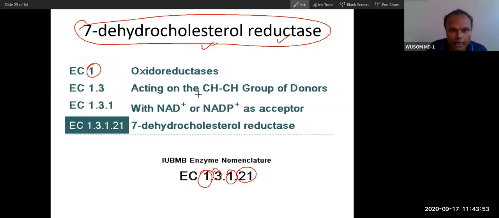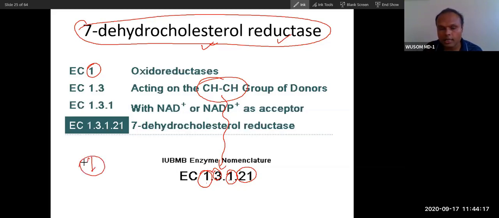You can see the electron donor here is the CH group. That is what this number 3 represents. If you go into detail, you will remember, but you don't have to go into detail. Just remember this is an oxidoreductase, and this number defines the oxidoreductase reaction more specifically. The first number represents that it is an oxidoreductase enzyme, and the other numbers define the reaction more specifically. That is what you have to understand. You don't have to memorize, just understand this.